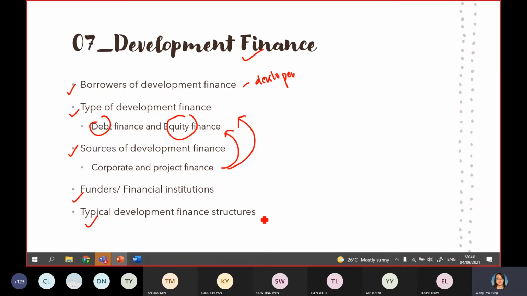And last but not least, we have learned 6 types of financial structure. Sometimes we call it financial arrangement, the financial arrangement between the developer and the funder. So this sums up what we have learned in development funding.